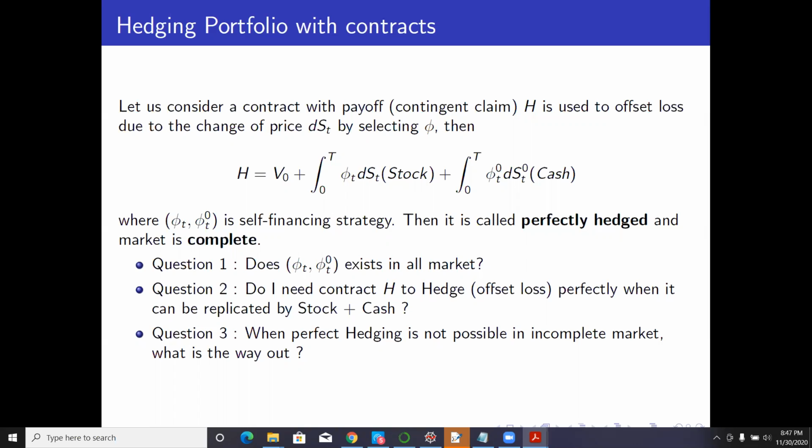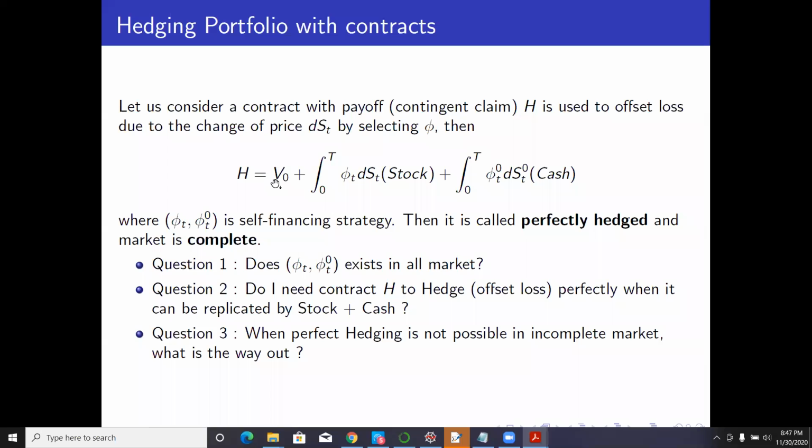Okay, so let us consider one particular contingent claim, or a particular contract, H. We are using it to offset the loss. Now, because of the change in price of the stock, we have this gain or loss. And if I'm considering only stock, I can consider the cash or bond also. Then the total loss or gain is like this.